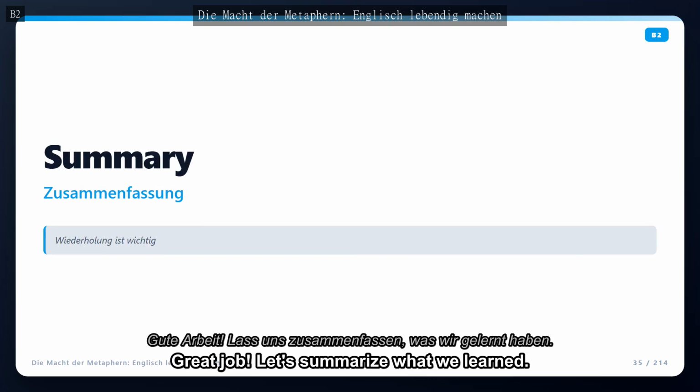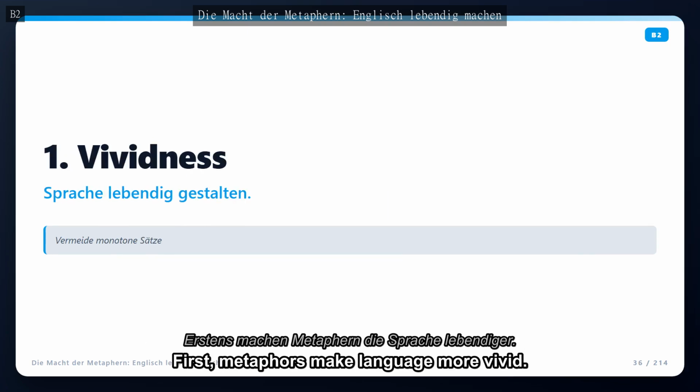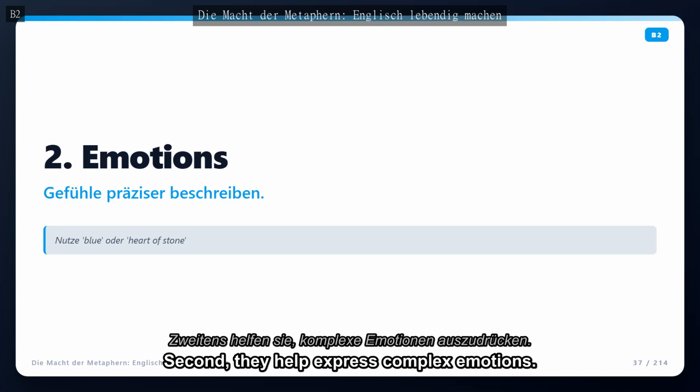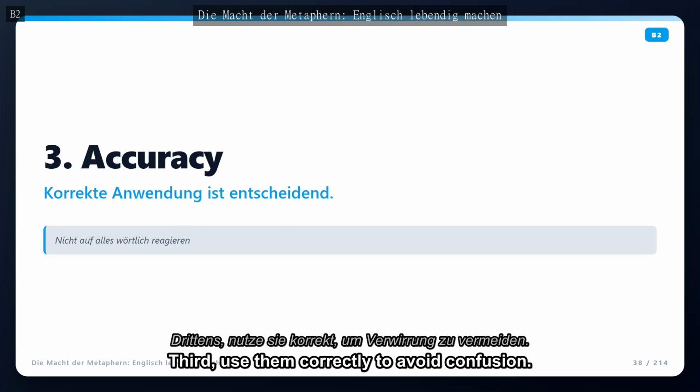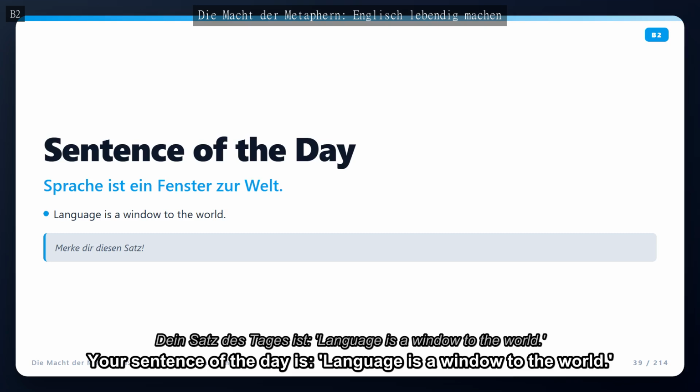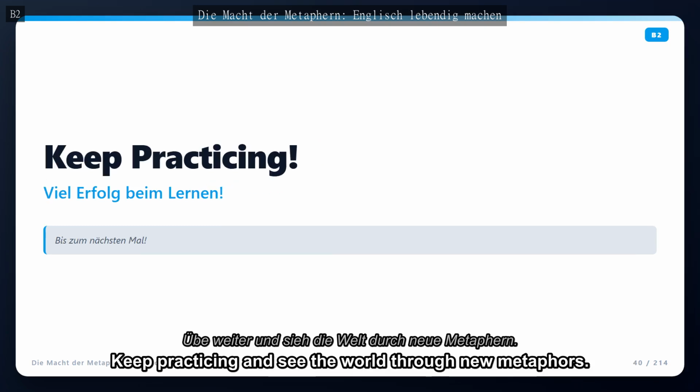Let's summarize what we learned. First, metaphors make language more vivid. Second, they help express complex emotions. Third, use them correctly to avoid confusion. Your sentence of the day is, language is a window to the world. Keep practicing and see the world through new metaphors.